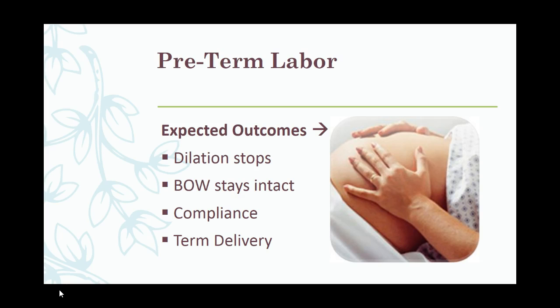So, what are our expected outcomes in terms of preterm labor? Well, hopefully we stop dilation. The bag of waters stays intact and does not rupture. The mom is compliant with drug therapy, especially if she goes home on some of those second-line tocolytic medications that we talked about. And we allow her to progress to a term gestation so that the baby and the mom have the best outcome possible.